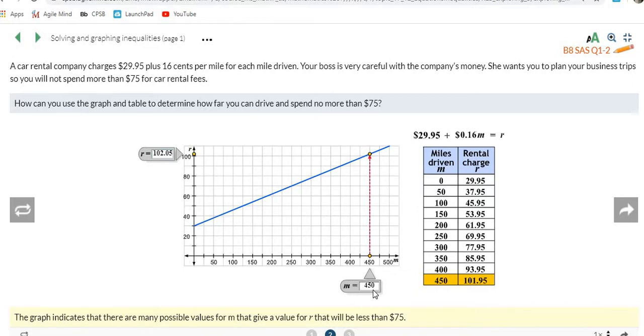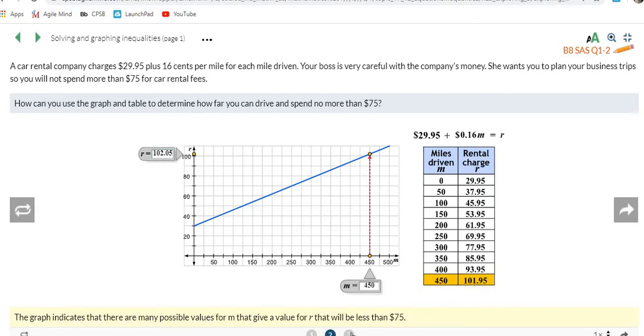So, if I went 100 miles, is my boss going to be mad at me? No, because my total is $45.95. Is that under $75? Yes. If I went 400 miles, is my boss going to be mad at me? Yes, because I went over. So looking at this table, I need to go between 250 and 300 miles. I just don't know what that is. Would you probably want to know the exact miles you could go so you don't get in trouble? Yes, I would.